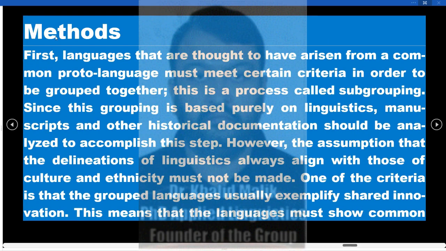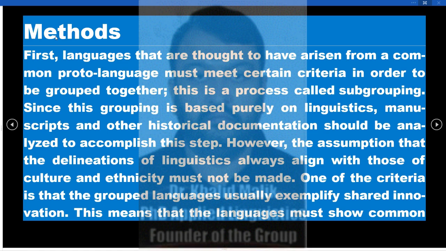Methods. First, languages that are thought to have arisen from a common proto-language must meet certain criteria in order to be grouped together. This is a process called subgrouping. Since this grouping is based purely on linguistics, manuscripts and other historical documentation should be analyzed to accomplish this step. However, the assumption that the delineations of linguistics always align with those of culture and ethnicity must not be made.